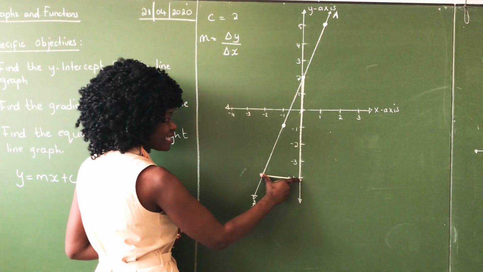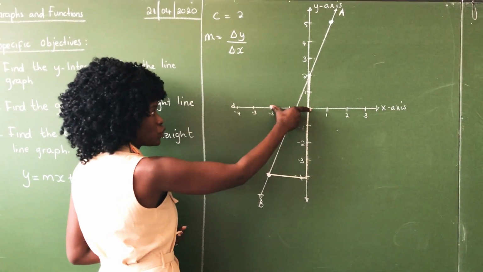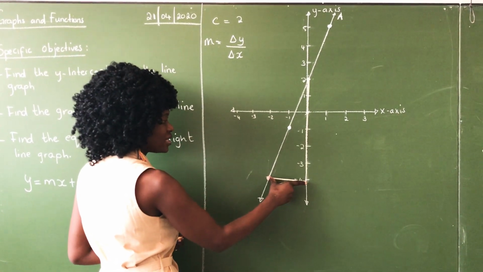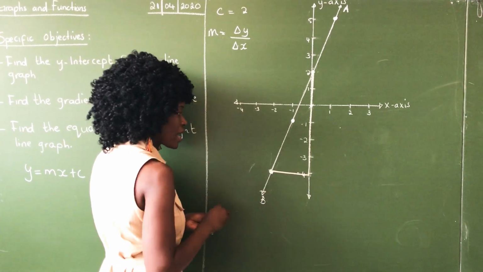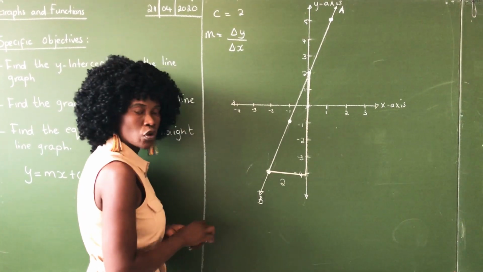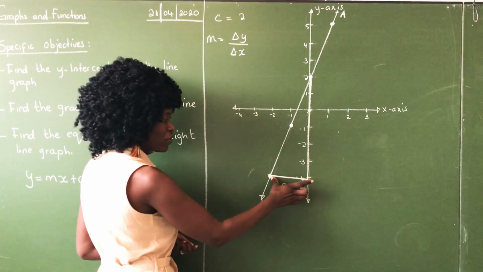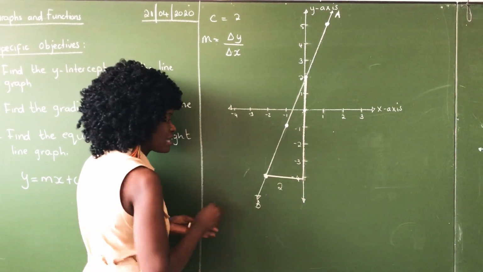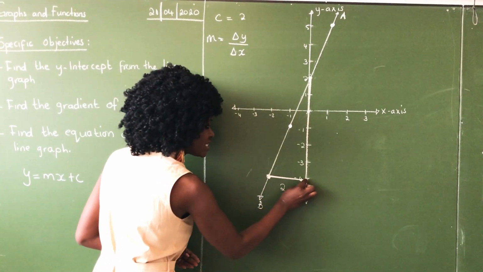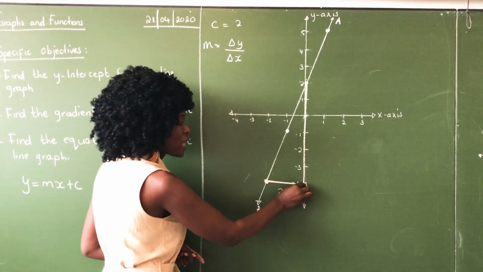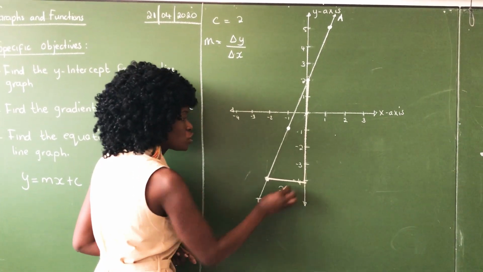So since this line is parallel to that, it means that the distance from this corner to that corner is 2 blocks. So we can say it's 2 centimeters. So the distance from here to there is 2 blocks. Now since I moved to the right, it's going to be a positive 2.